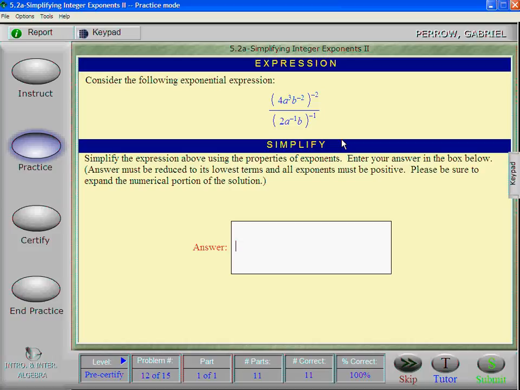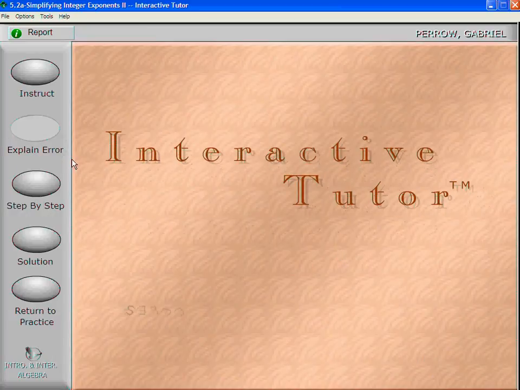They're actually giving you the top and the bottom as separate powers, which, you know, you can still work out similar to the way you did the other example. They're just already showing you the top and the bottom separately raised to powers. So we'll definitely go to the tutor mode. There's some steps here.